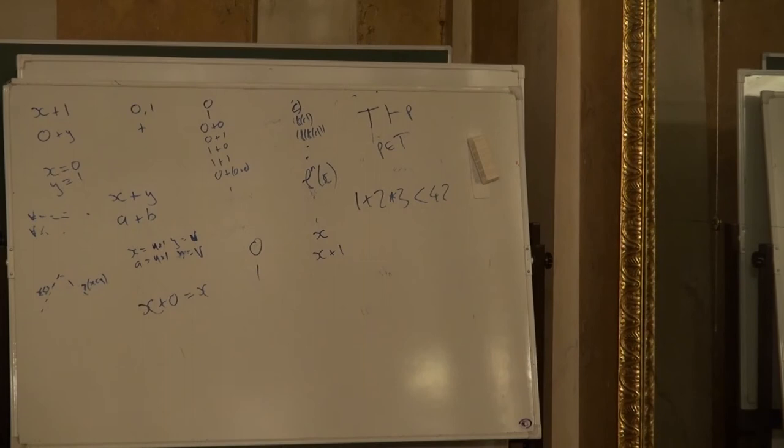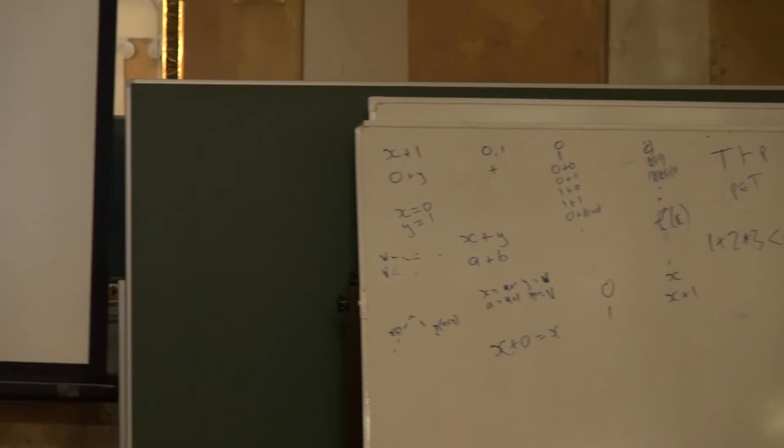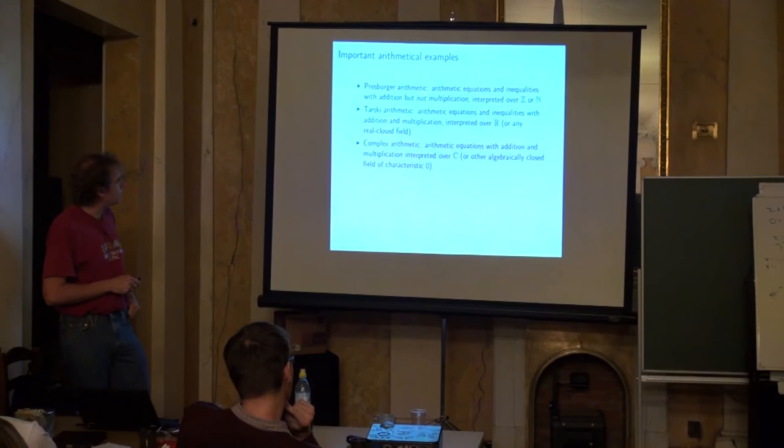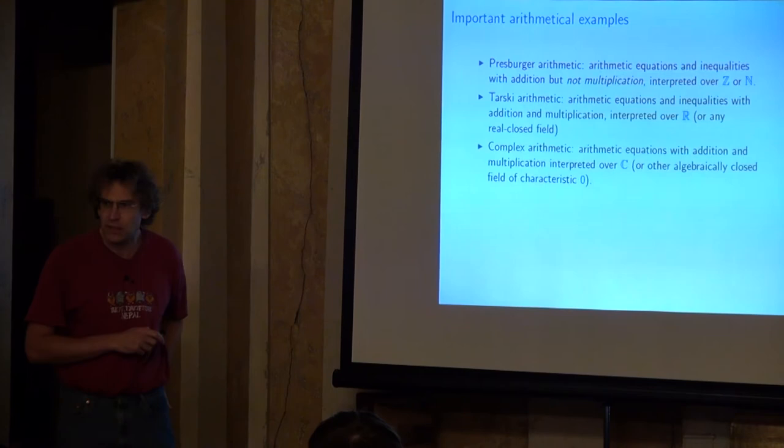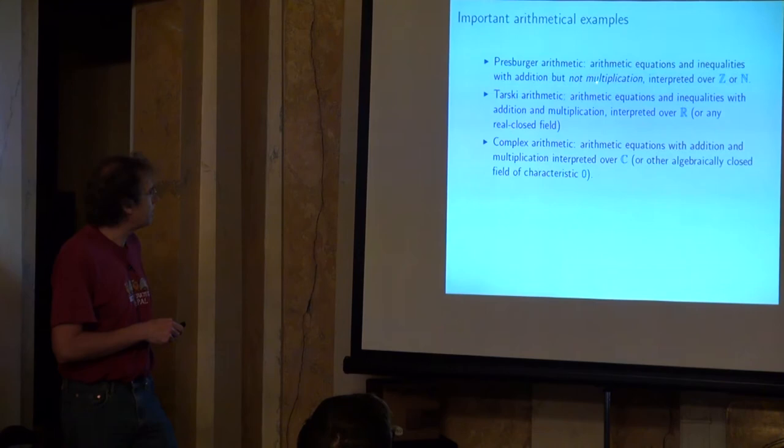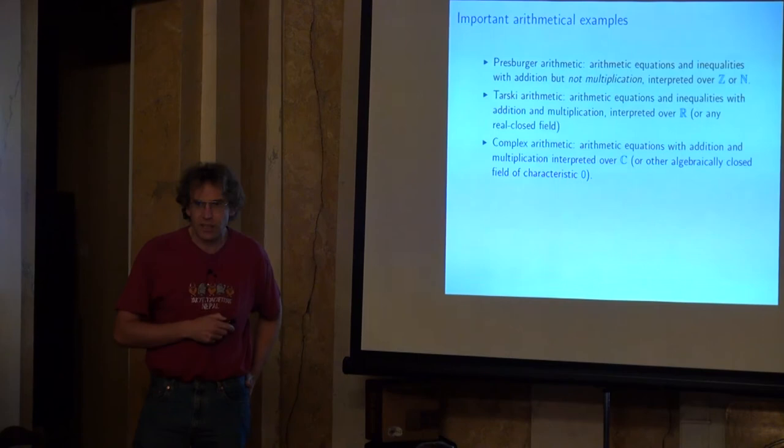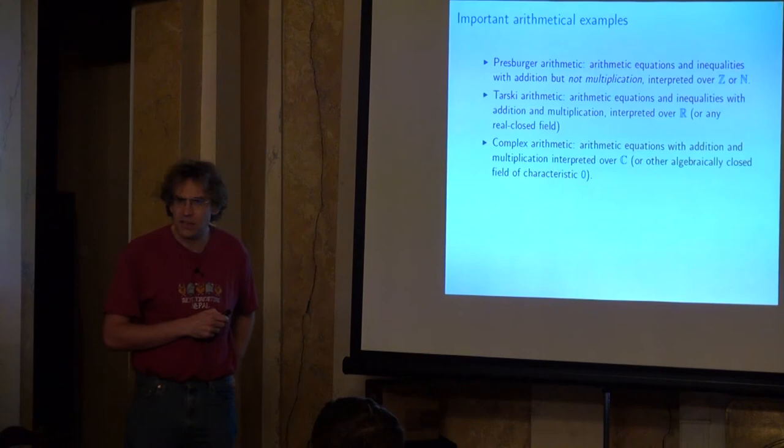And so there are a lot of important examples where this holds. One of them is so-called Presburger arithmetic, which is roughly speaking linear arithmetic. In other words, arithmetic not involving multiplication, or just involving multiplication by constants, interpreted either over the integers or the natural numbers. And this is actually quite a useful thing in various contexts. It's even used in some very fancy optimizing compilers, surprisingly enough.